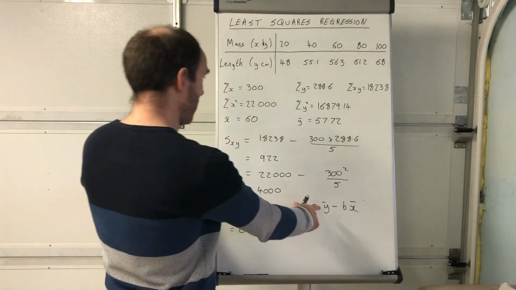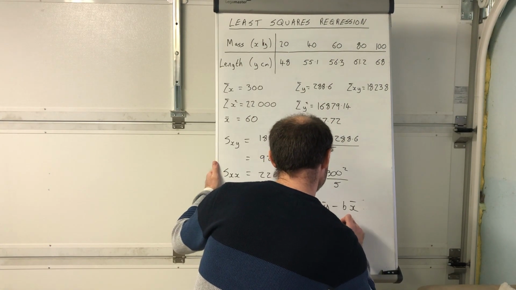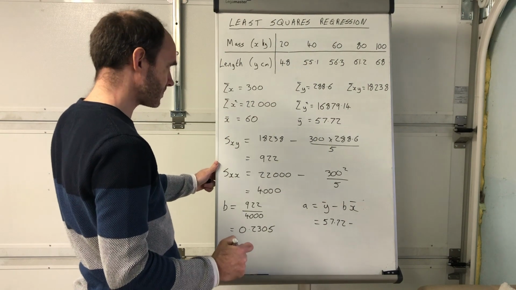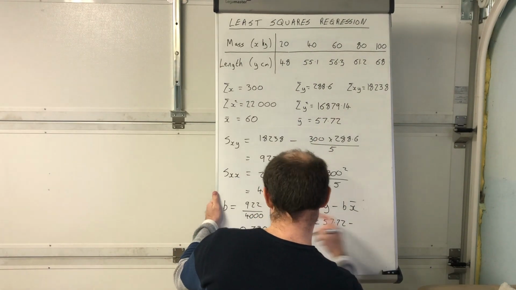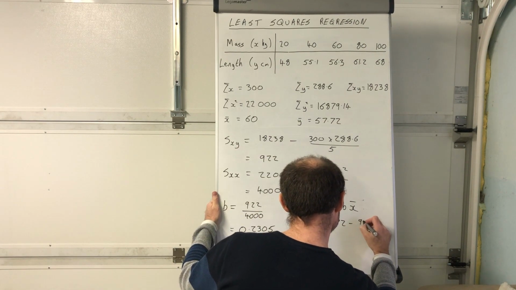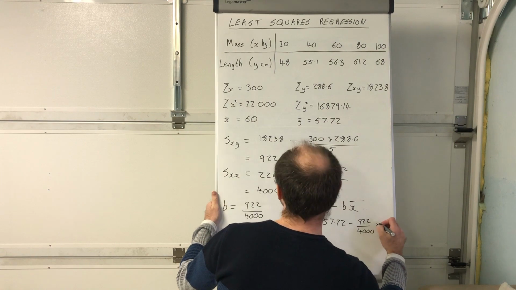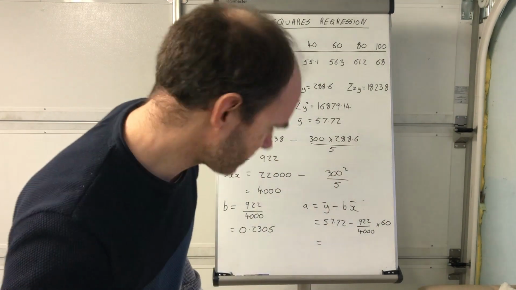So y bar is given to us, 57.72, subtract B times x bar. So that's 60, isn't it? Times by this value there. So I'm going to write the fraction in if you don't mind. 922 over 4,000 multiplied by 60. And I'll write down what that gives us.